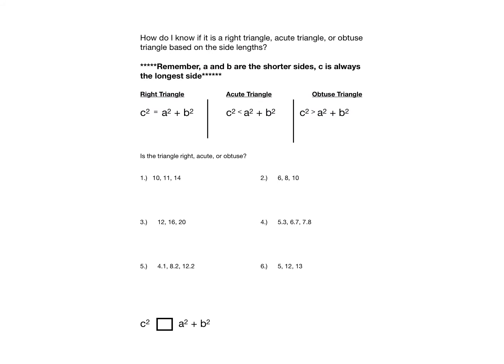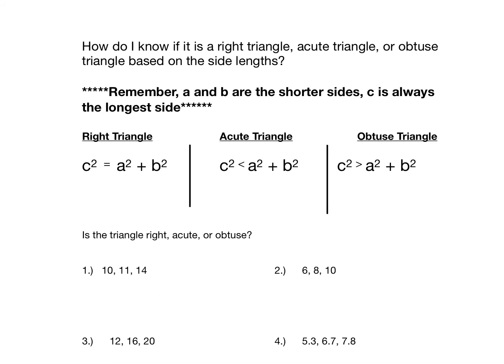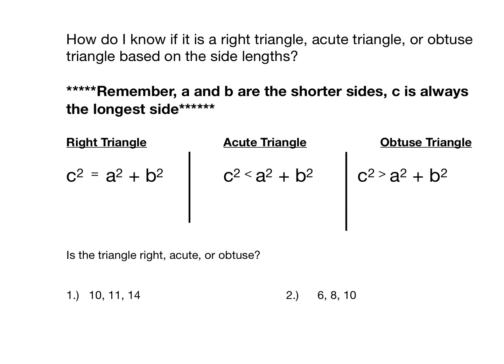Okay, the last thing is if it's not a right triangle, which means the Pythagorean theorem will work, then there is a way to know if it is an acute triangle or an obtuse triangle. This is why I said to put c squared on the left. So how do I know if it's right, acute, or obtuse?